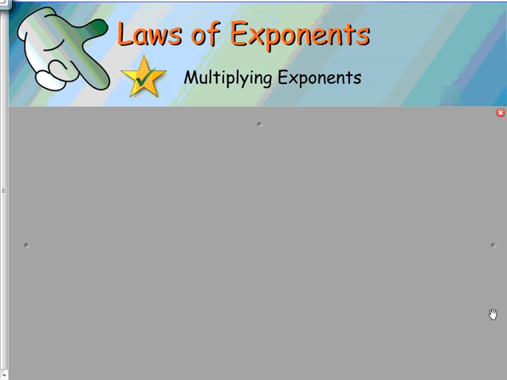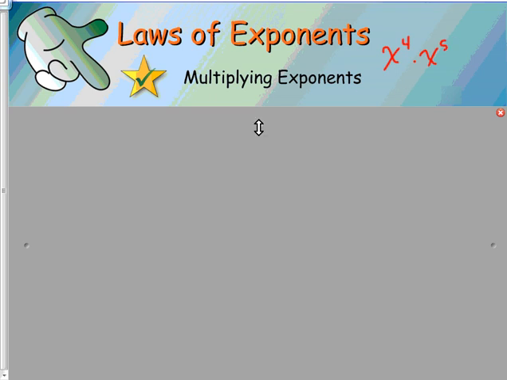All right, guys, so today we're going to talk about one of the laws of exponents, which has to do with multiplying exponents. In this particular lesson, what we're going to talk about is when you have two exponents, for example, x to the fourth times x to the fifth, how do we solve that?